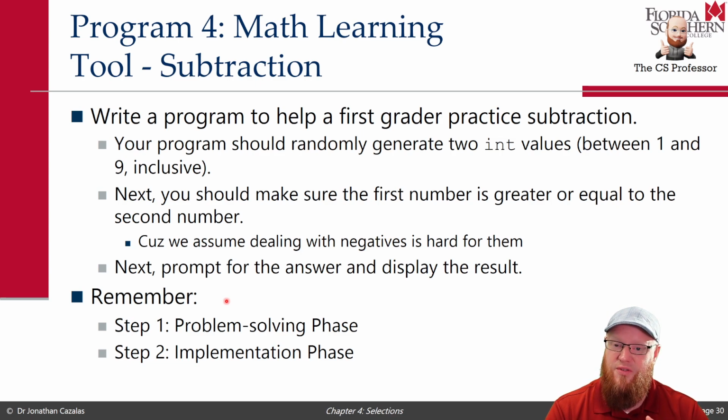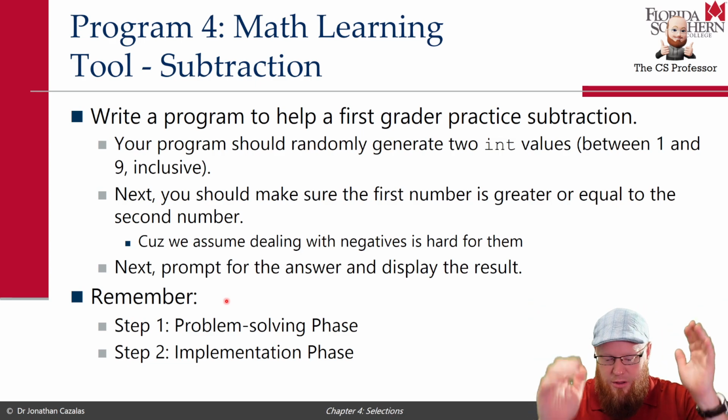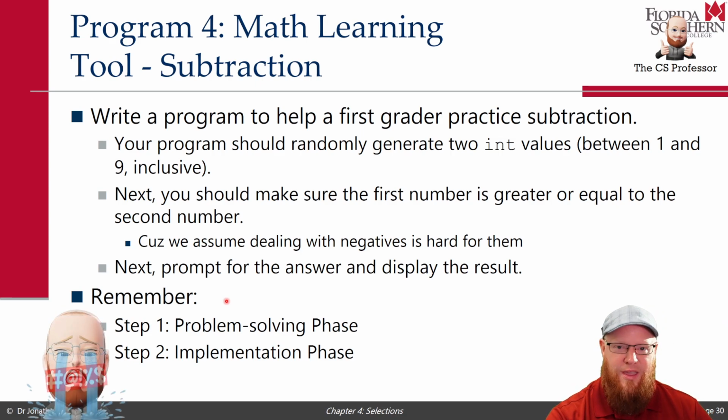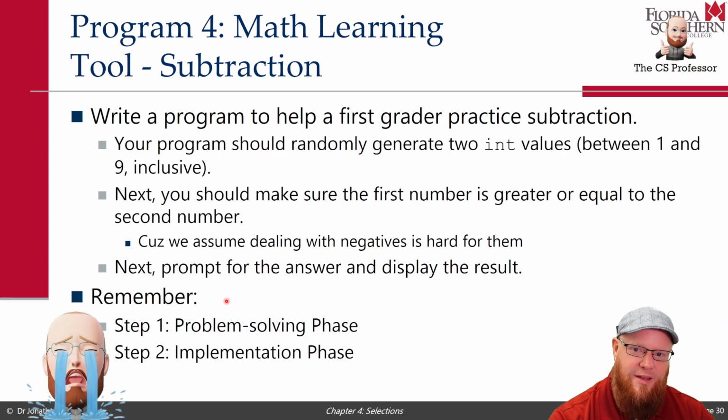Make sure the first number is greater than or equal to the second number, because maybe the first graders are scared of negative numbers. If you ask them 7 minus 5 and they get 2, that's within their comfort zone. But if we ask them 5 minus 7, negative 2, it rocks their world. They can't handle it, right? And they start maybe crying.